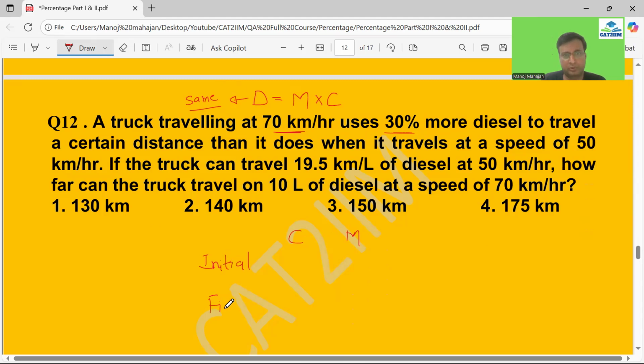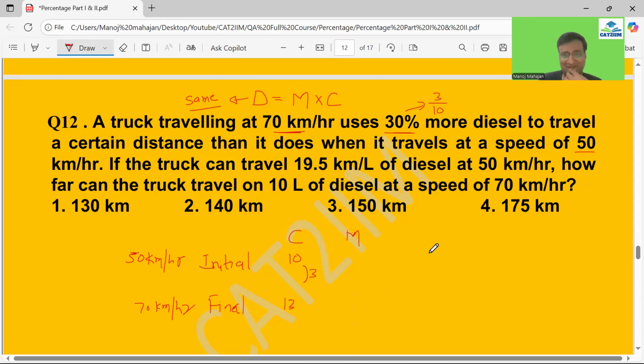Initial, final, if I look over here. 30% is what fraction, dividing by 100, 3 by 10. So this is nothing but 10, and I'll assume 3 more. This becomes 13. So if you look over here, this 10 was the consumption we took at 50 kilometer per hour speed. And when the speed is 70 kilometer per hour, this is the consumption we have, 13.